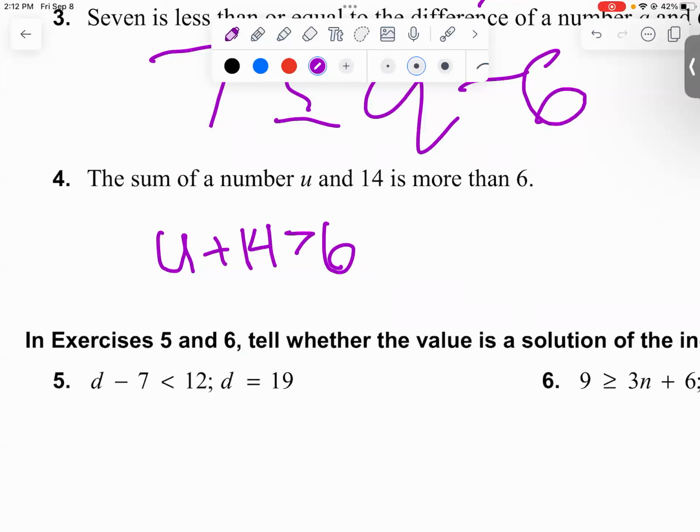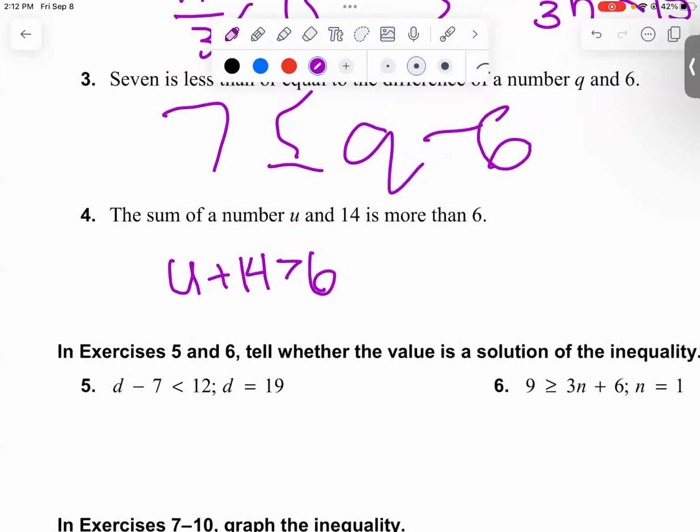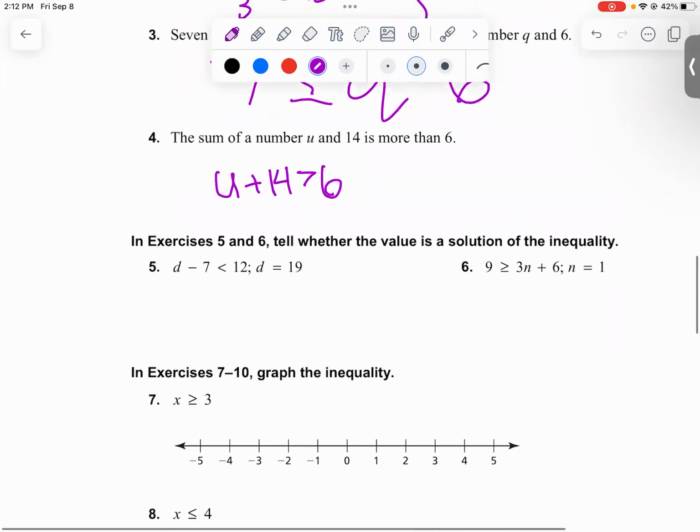All right, U plus 14 is greater than 6. That's excellent. That was kind of a debacle, wasn't it?